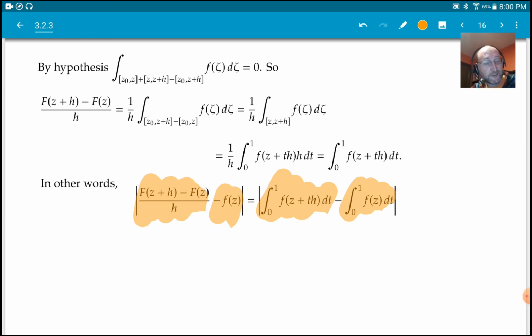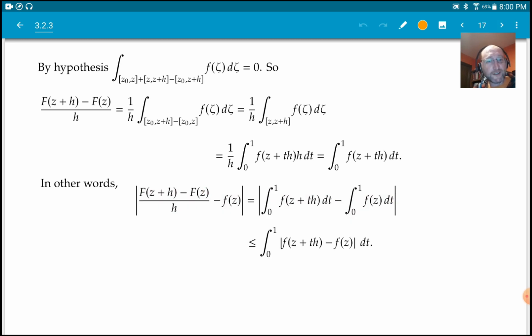Now, the reason for doing that is so that I can write this as a single integral, and I'm just going to use the triangle inequality for integrals and bring the absolute value inside, right? So I get this integral over here.